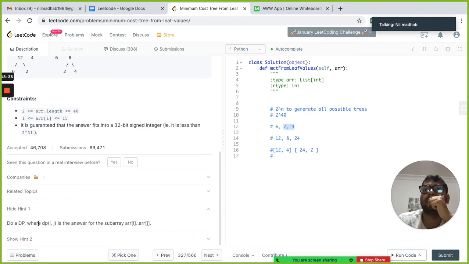Do a DP, where DP ij is the answer of subtree array i and array j. Okay, now let's try using this approach. DP ij is the answer of subarray array i to array j.